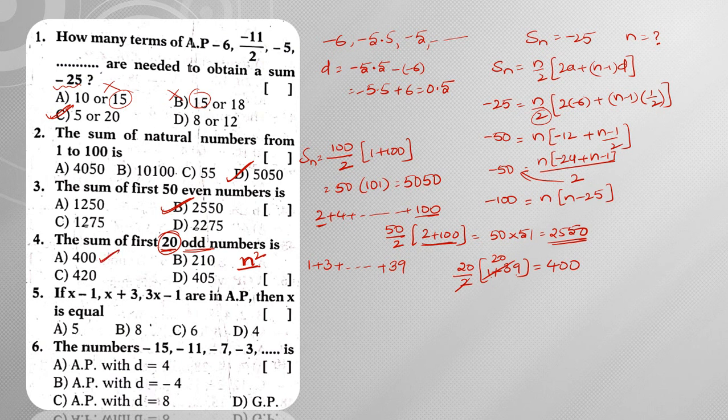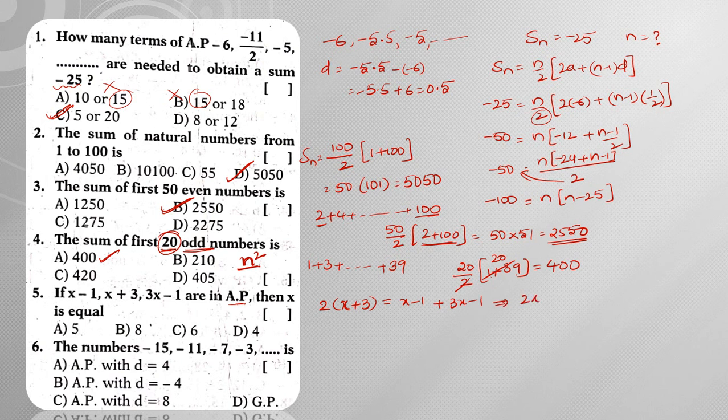Next, x minus 1, x plus 3, 3x minus 1 are in AP. So if they are in AP, then what is the value of x? So already we know 2 times the middle term is equal to first term plus last term. So when 3 terms are in AP, what we can simply say is double the middle term is equal to sum of remaining 2 terms.